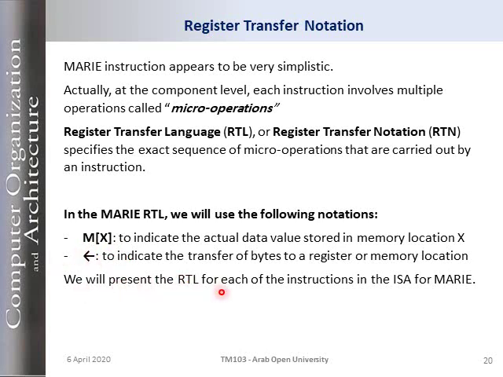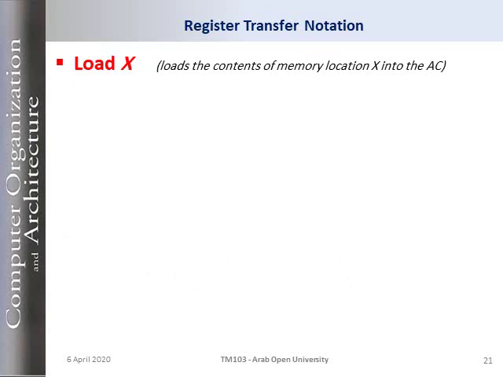We will represent the RTL for each of the instructions in the instruction set architecture for Maria. So for each instruction in the Maria instruction set architecture, we will give the full register transfer language notation for it. We'll start with load X. Load X means get the value from the memory location X and put it into the accumulator. This is the simple understanding, but how it actually happens inside the Maria simulator, it needs a few steps. It's not only one step.